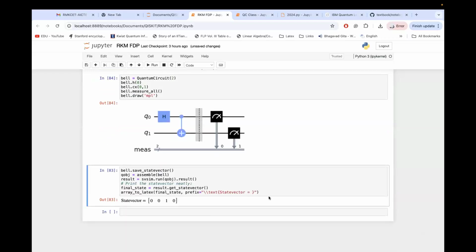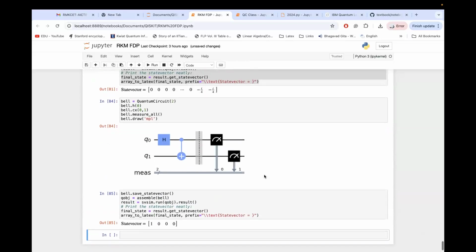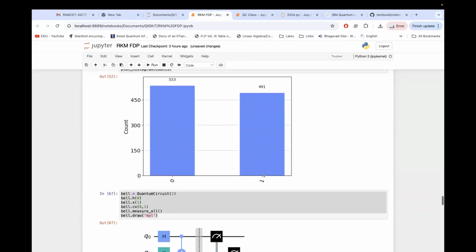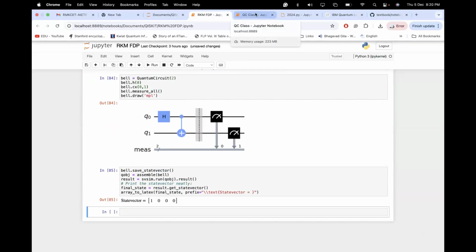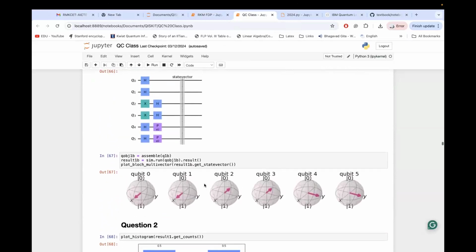And if you change the circuit, this is how it's going to look like. Okay. Now, what else can we think of? We can think of something called Bloch sphere representation. So for example, you look at this one, right?